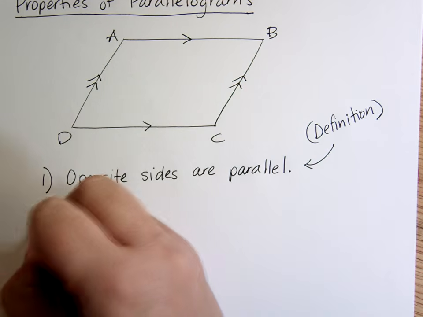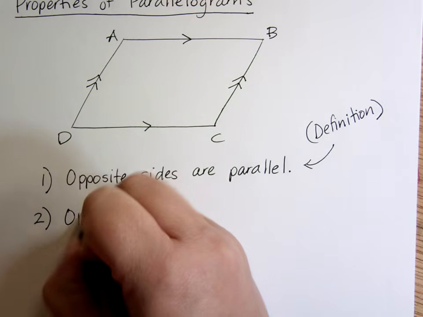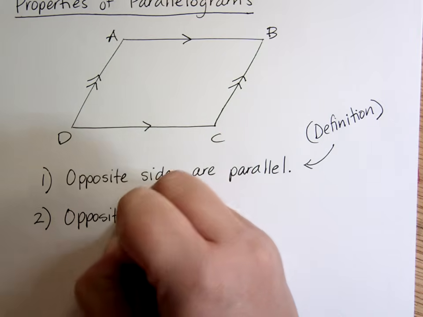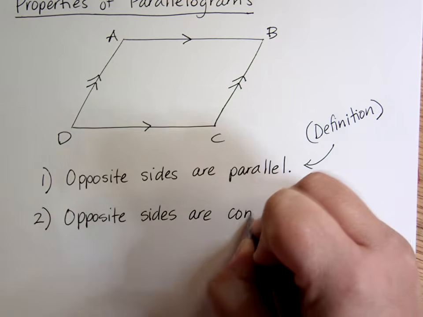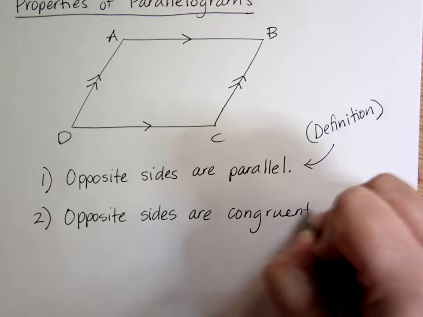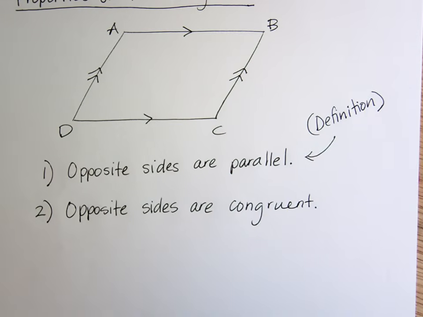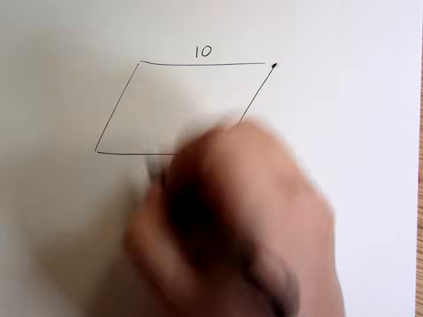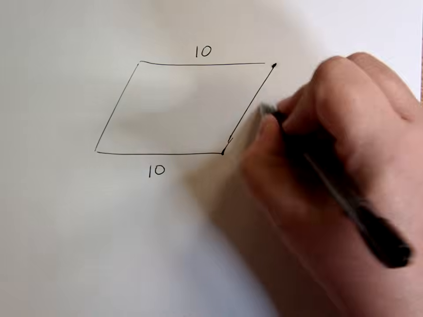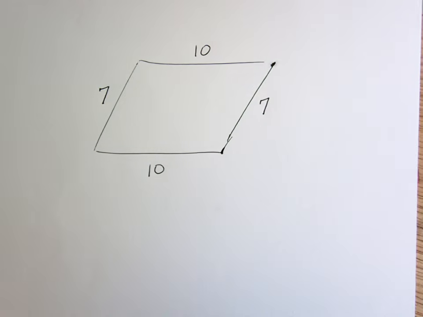So second thing we usually look at is that not only are the opposite sides parallel, but the opposite sides are congruent. Now when I say opposite sides in a generic way like that, I'm saying both pairs, not just one pair. Both pairs of opposite sides are congruent. So for instance, if I have a parallelogram, and I know that this side is 10, then that automatically tells me this side length is 10. If I know that this side length is 7, then so is this one. That's opposite sides being congruent.